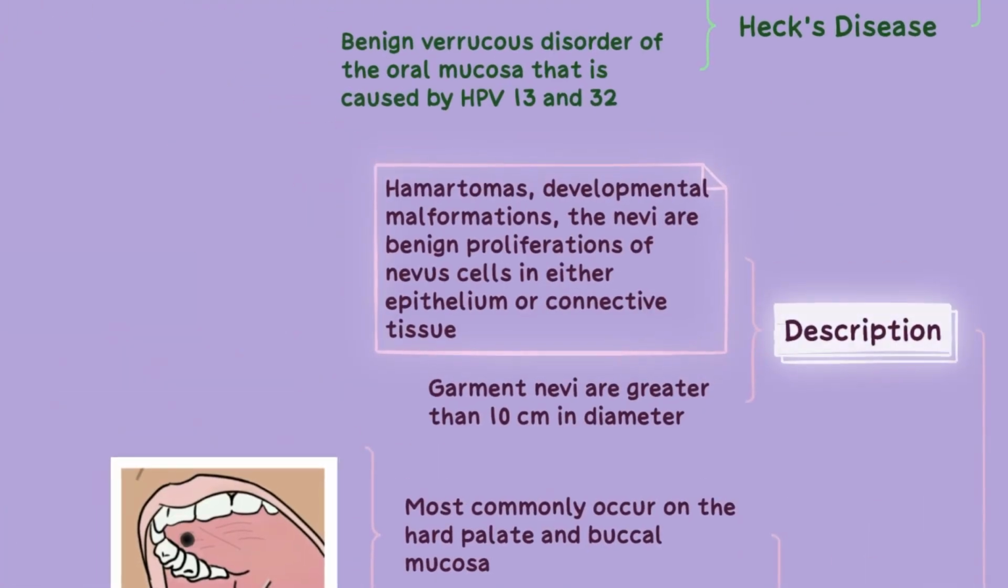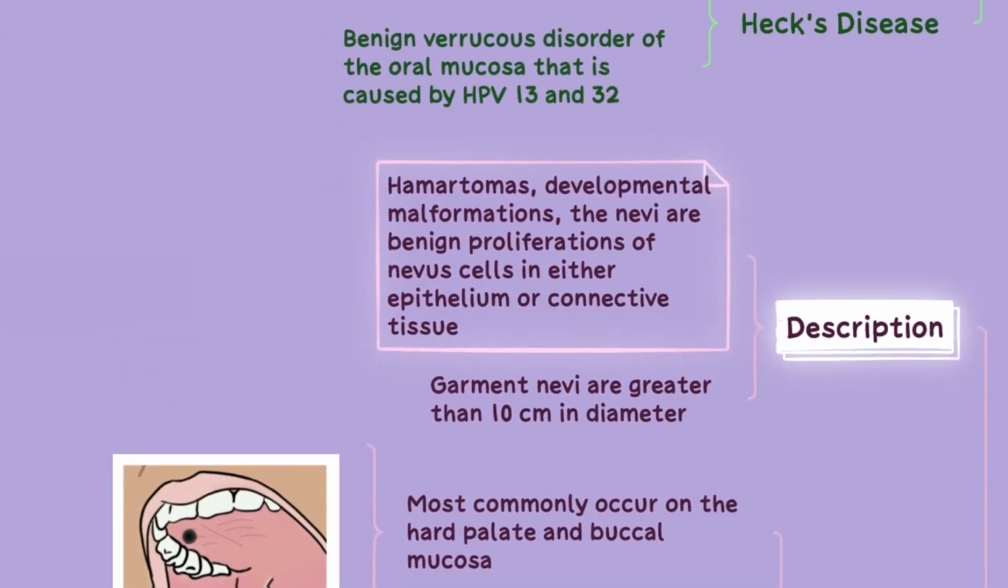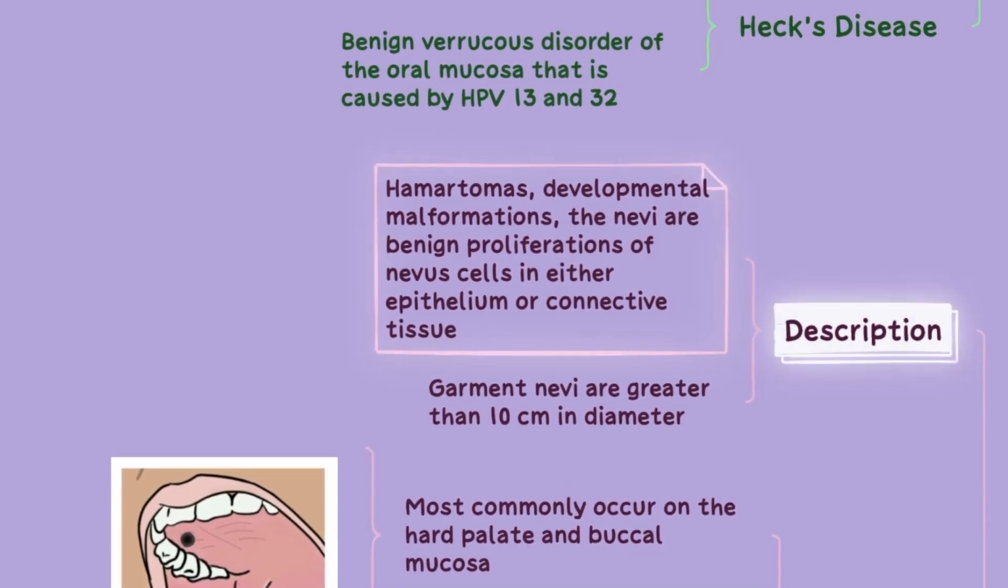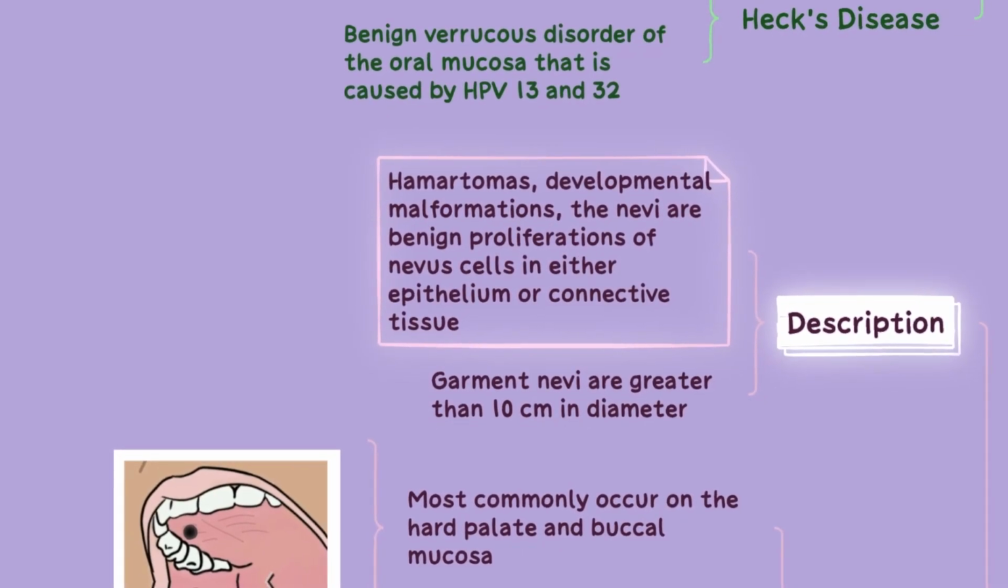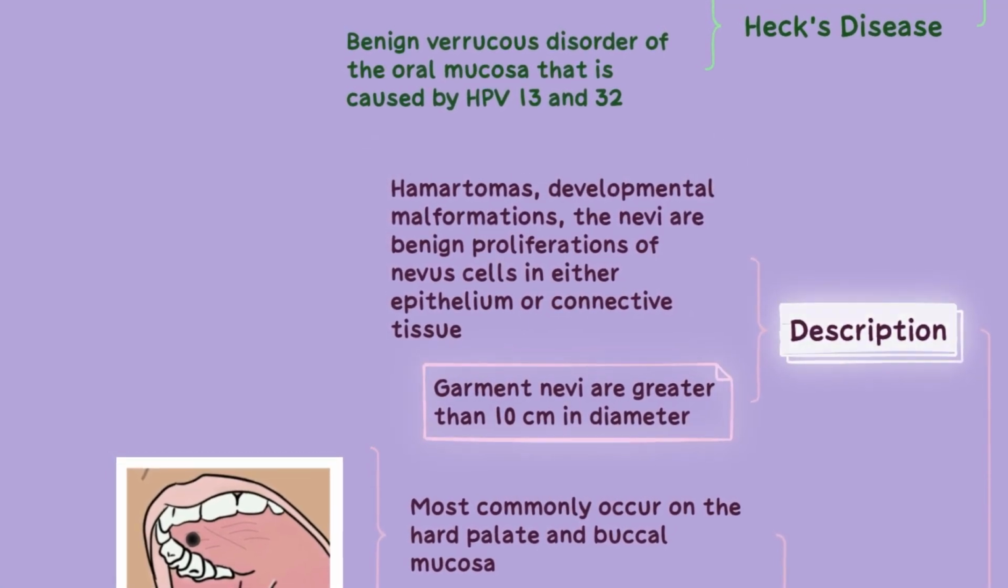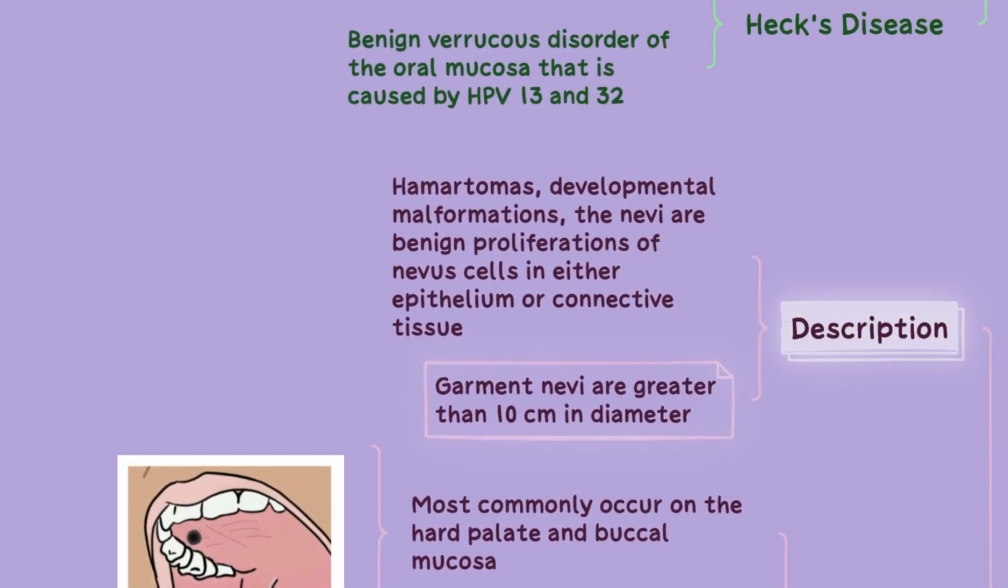They are benign proliferations of nevus cells that can occur in either the epithelium or connective tissue and are considered hamartomas or developmental malformations. It is termed a giant nevus when the size exceeds 10 cm.